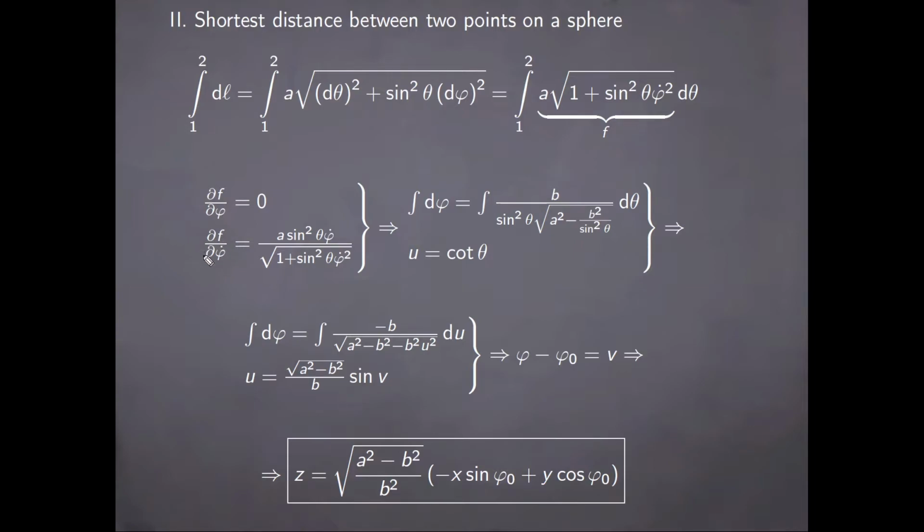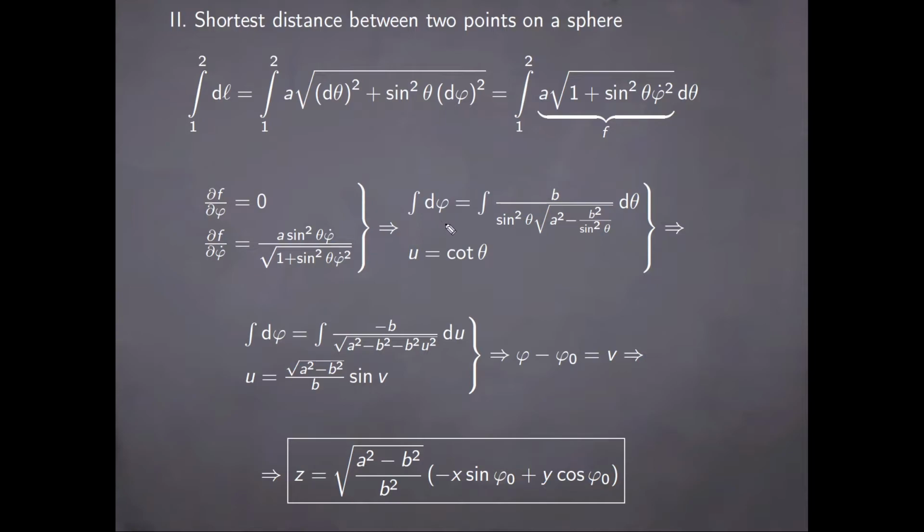The derivative of f with respect to phi dot is the one given here, and as the derivative of f with respect to phi vanishes, it means that this quantity needs to be a constant, which I've simply called b. And then if we solve this being equal to b for phi dot, then we can integrate phi immediately to obtain exactly the result here.